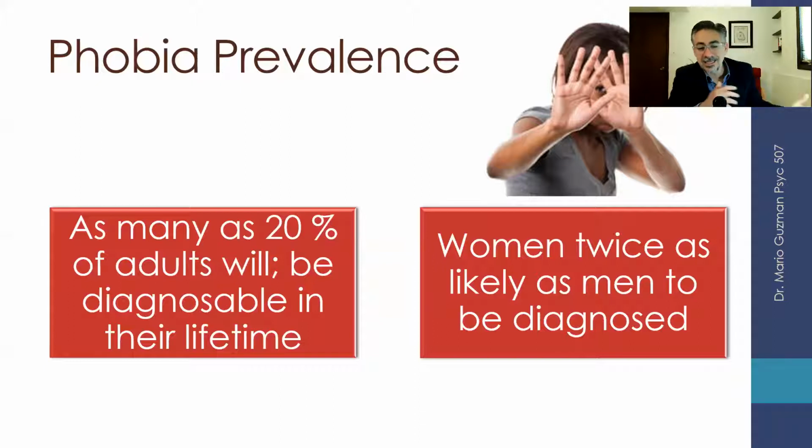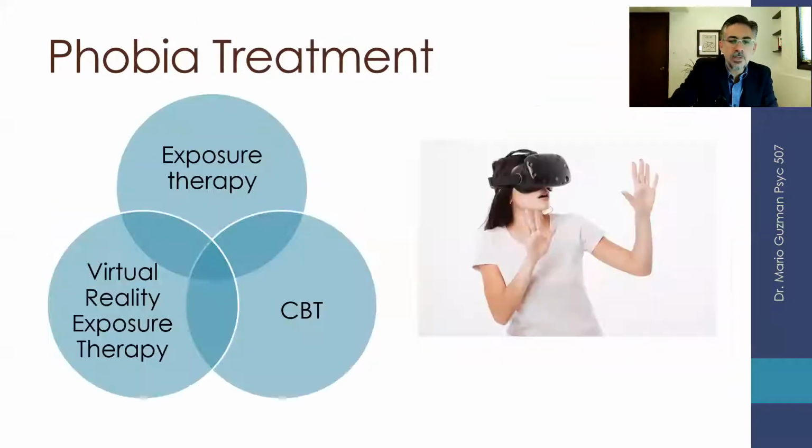So it's not that the DSM is sexist, it is that we respond differently to the situations that we are having, okay? All right, so what is the treatment for phobia? Well, there are three types of treatments that have proved to be effective, that have an evidence base behind them.